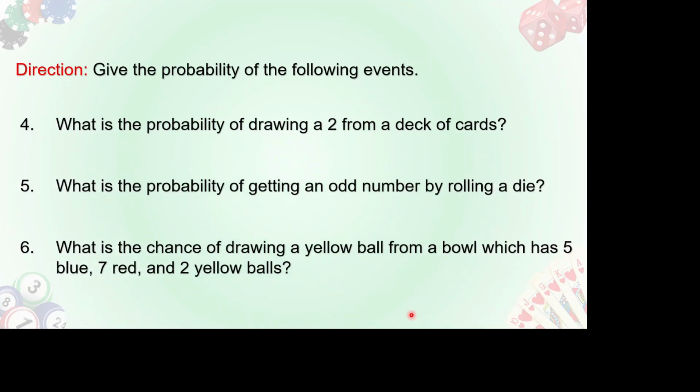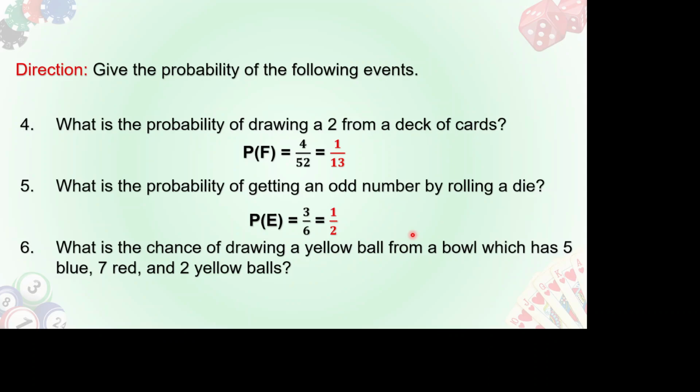Let's have other questions. What is the probability of drawing a 2 from a deck of cards? Again, there are 4 categories and each of them has a 2. So we have 4 twos. So 4 out of 52 equals 1 over 13. Next, what is the probability of getting an odd number by rolling a die? There are 3 odd numbers in a die, namely 1, 3, and 5. So if there are 3, we have 3 over 6, which is equal to 1 half.